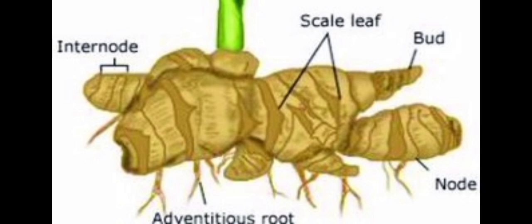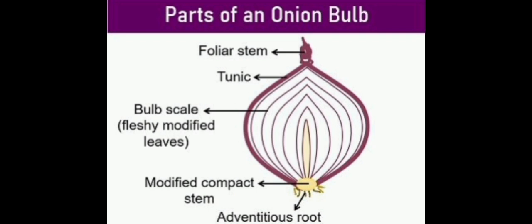So the main function of the rhizome is that food material is stored in the entire stem and branches of the plant. Okay. So I've already said that the example of a rhizome is ginger. Now let's discuss the onion, which is a bulb.